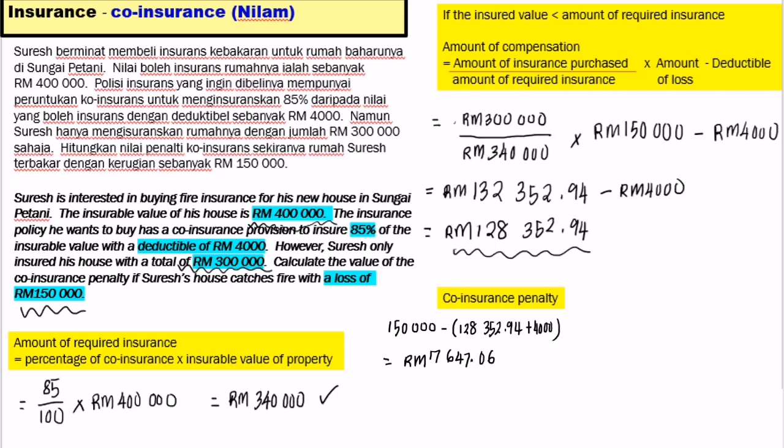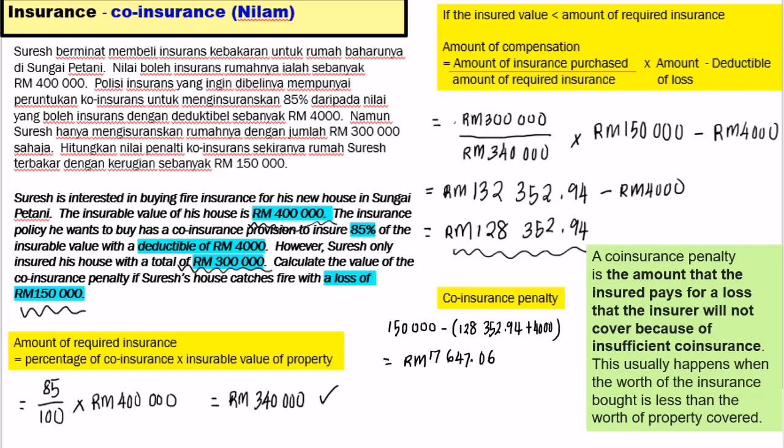Okay, maybe some of you will ask, teacher, what is core insurance penalty? Actually, core insurance penalty is the amount that the insured pays for the loss that the insurer will not cover because of insufficient core insurance. So this usually happens when the worth of the insurance policy is less than the worth of property covered.